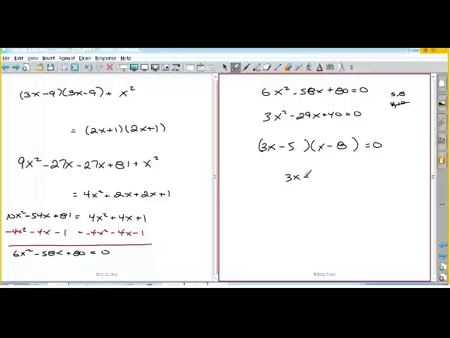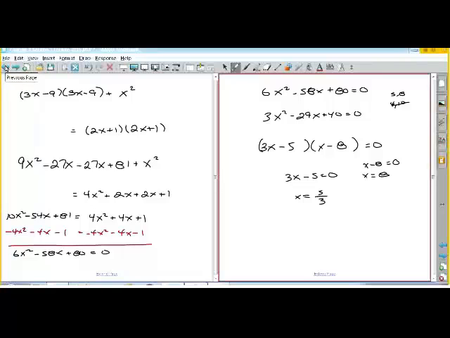So that means my two solutions come from 3x minus 5 equals 0 and x minus 8 equals 0. For this product to be 0, either this has to be 0 or this has to be 0. So those are my two solutions. One solution is x equals 8, or x minus 8 equals 0. And the other one is x equals 5/3. So I get two answers.